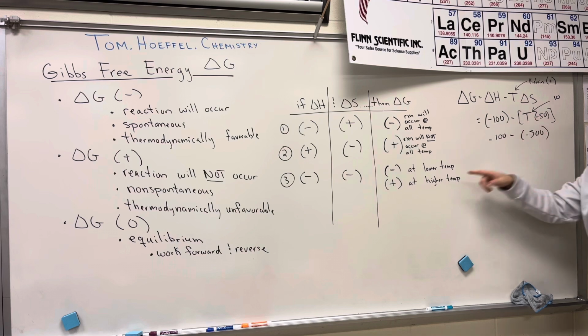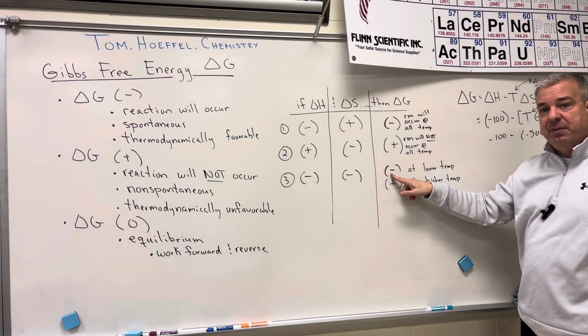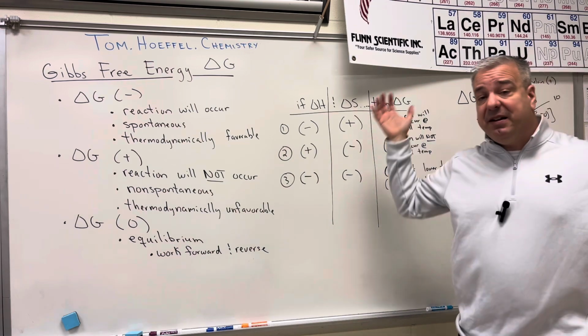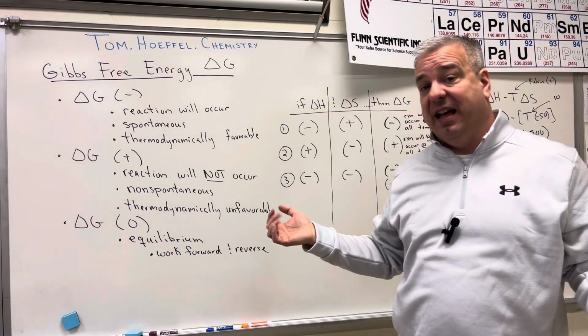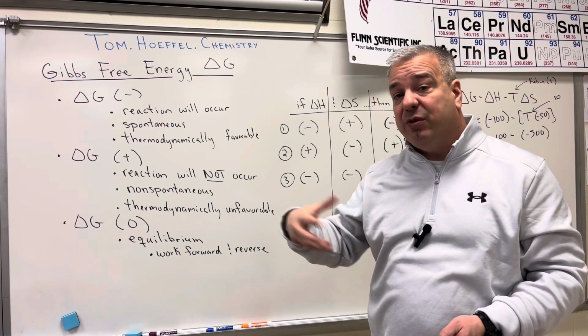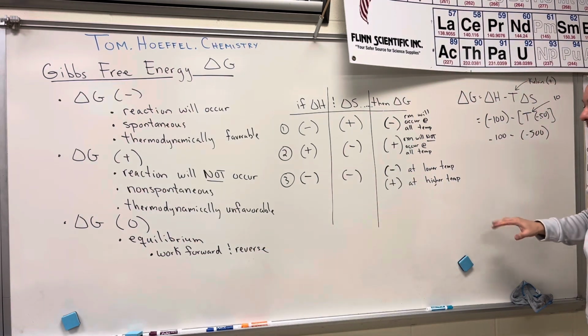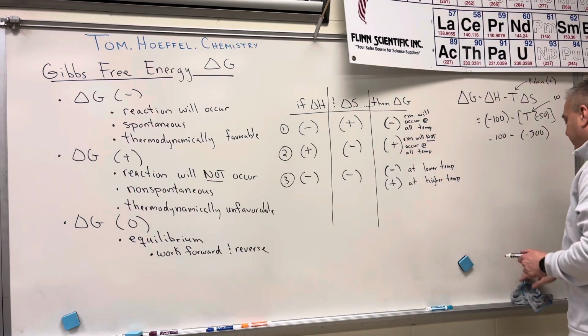And what I always ask my students to do is just plug in 0 right here and see what you get for a sign at the lower temperatures. And then at the higher temperatures, go ahead and plug in a super big number, like 1 million or something like that, and see if it's spontaneous at those higher temperatures. I think that's an easy way to figure out this type of scenario, okay?